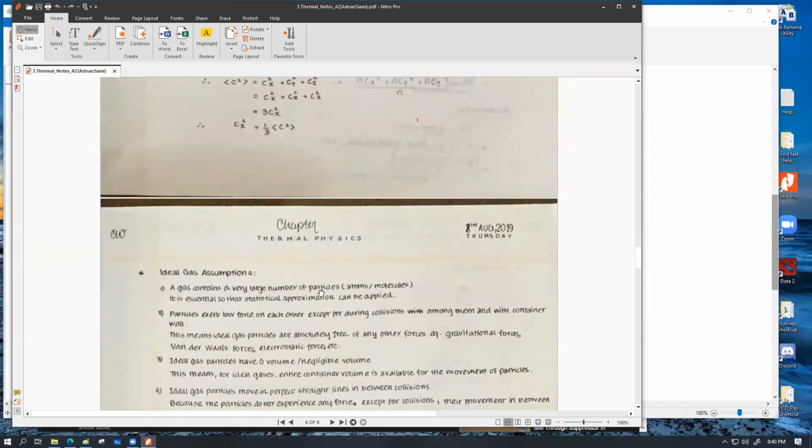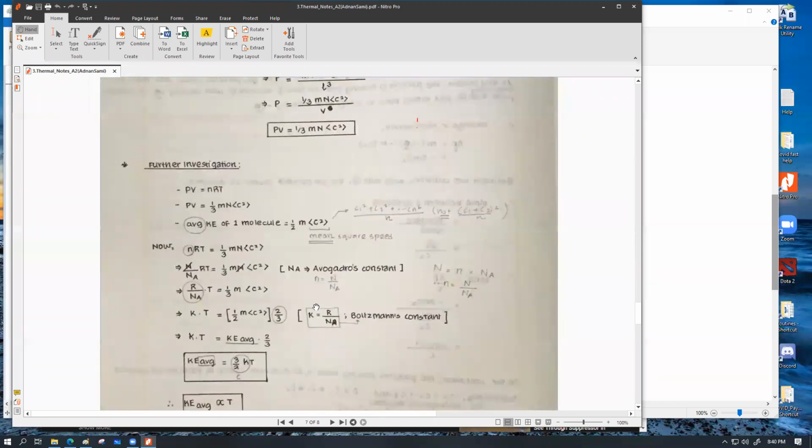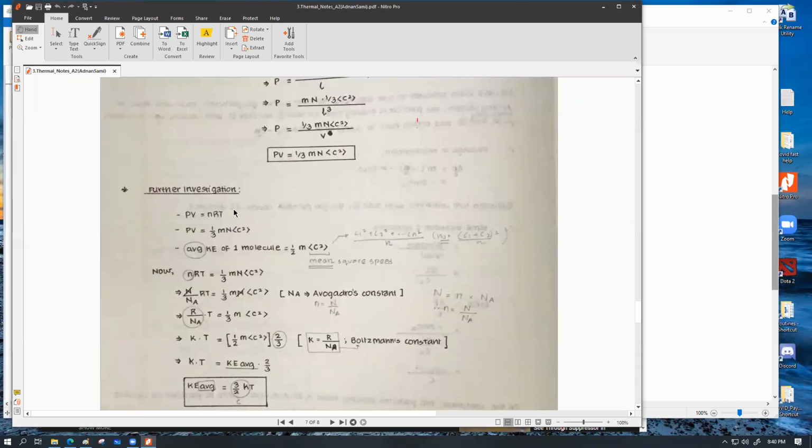Next we have some additional calculations, further investigation. This is PV equals nRT. This is the ideal gas equation that we came across in our last class. Today we just learned that PV can also be 1/3 mNc². It is very important that you know the meaning of each of these variables in this equation.